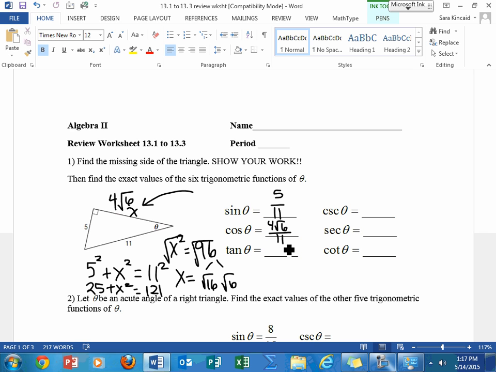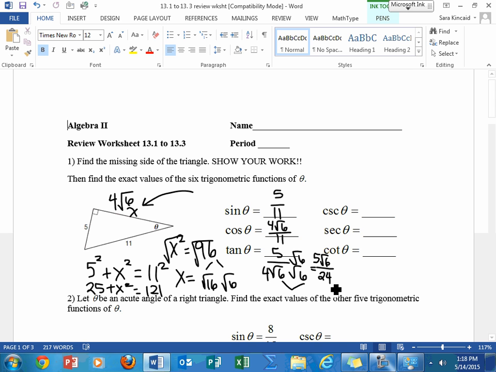Now, when you set this one up, opposite is the 5, so it's 5 over 4 square roots of 6. But you can't leave a square root down there in the bottom, so let's remember to rationalize that denominator, and you end up with 5 square roots of 6 over, now remember these two guys make a square root of 36, which is 6. So the bottom is 4 times 6, 24. So that's how we would rationalize that denominator for the tangent.